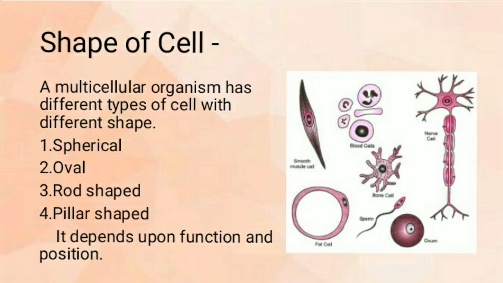After this, naturally a question may arise: whether the shapes of cells are the same or different. So the answer is that a multicellular organism has different types of cells with different shapes. They may be spherical, oval, rod shaped, pillar shaped or others. An egg is spherical while a sperm is flagellate. Flattened cells occur in epithelia, including the lining layer of blood vessels. So, it depends upon the function and position of the cell.